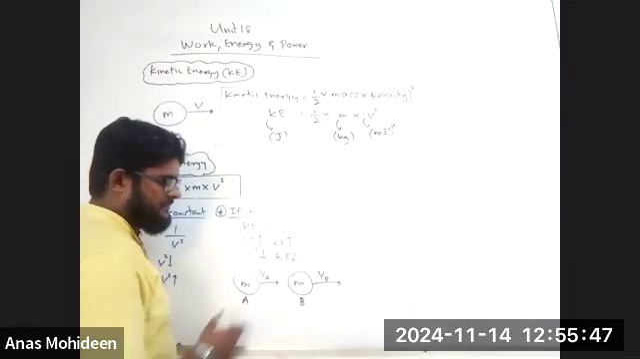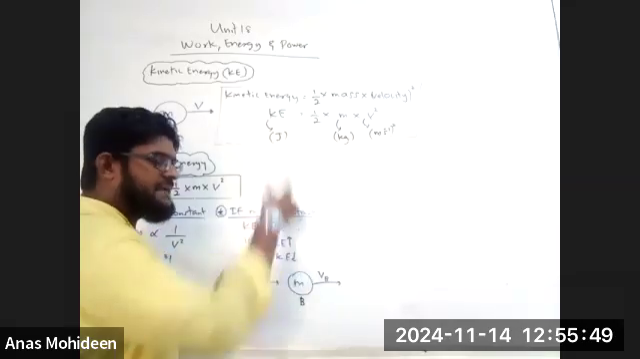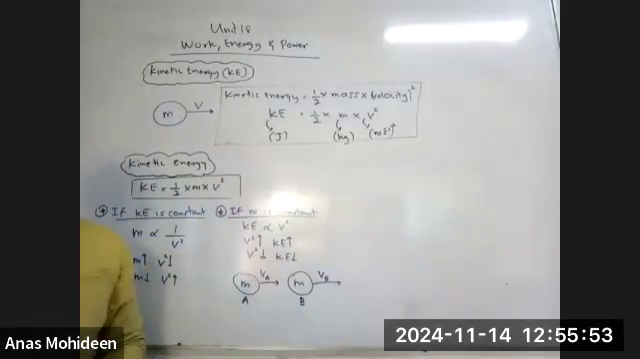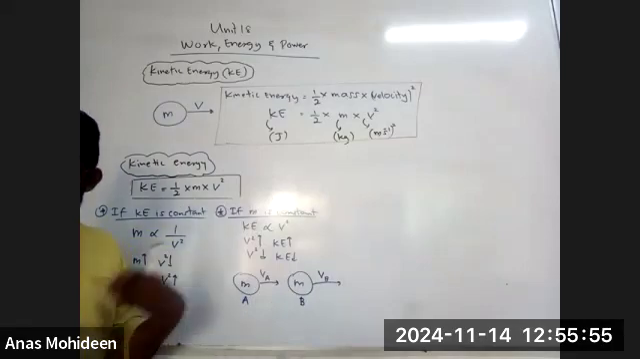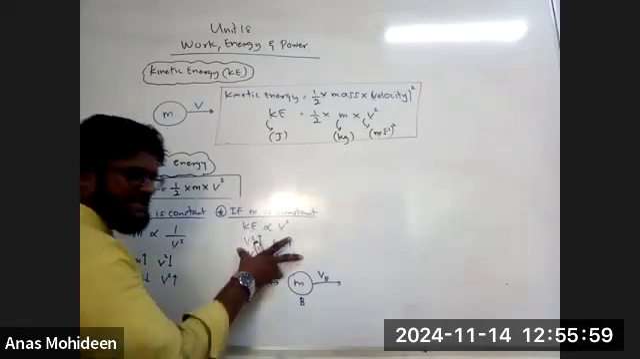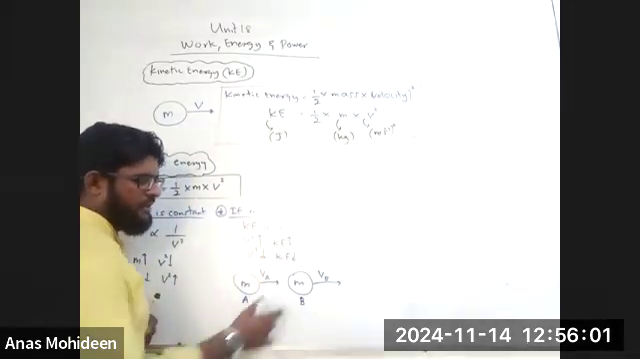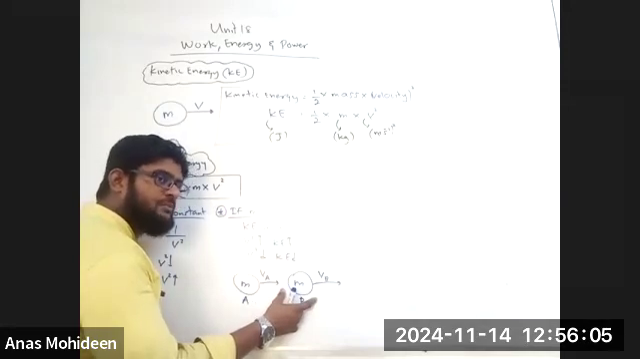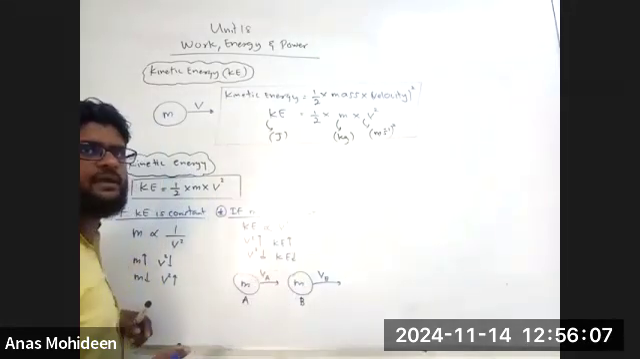So let's say mass is the same, but the velocity of B is more than the velocity of A. I'm giving you this as data. As per this formula, whose velocity is more here? This one. Then whose kinetic energy should be more? This one's kinetic energy should be more.